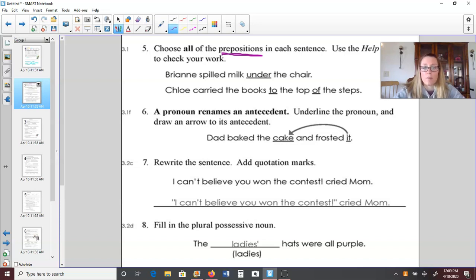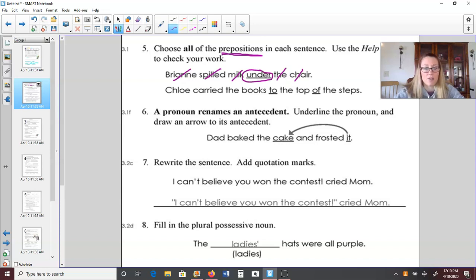So Brianne spilled milk under the chair. Well, Brianne is our noun, our subject noun, so we'll get rid of her name. Spilled would be our action word. Milk is a noun, it's a thing. The is an article, a and the. And chair is our object noun, so what we're left with is under. That would be our preposition.